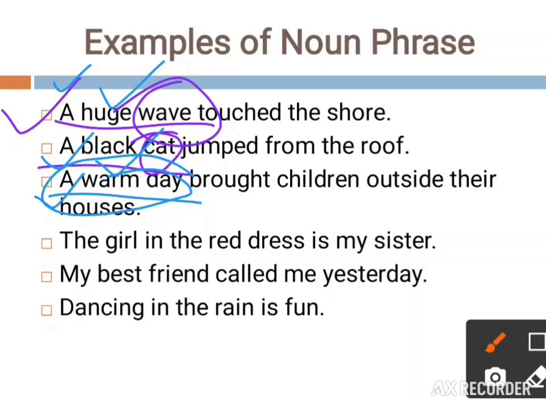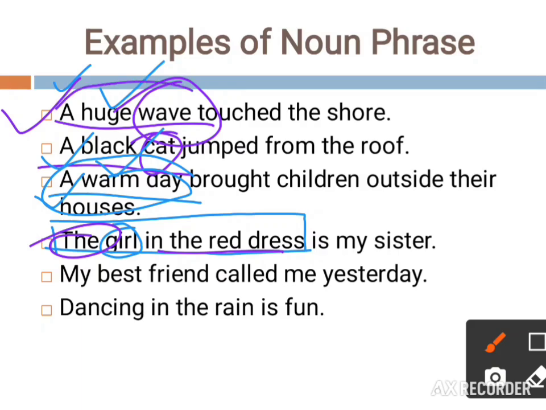The next, fourth sentence. The girl in the red dress is my sister. Who is my sister? The girl in the red dress is my sister. So this part of the sentence is the phrase. Now let's find out the noun here. Yes, girl is the noun. Okay, then what are the other words which we have considered as noun phrase? See, the is the determiner here, the article. In the red dress is the post modifier as we have studied in the structure.